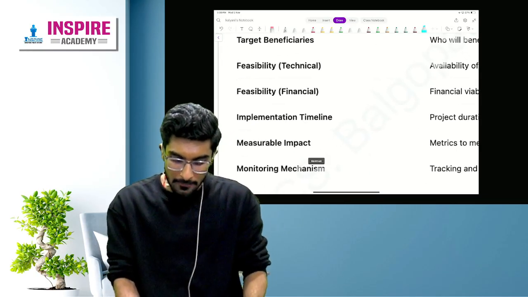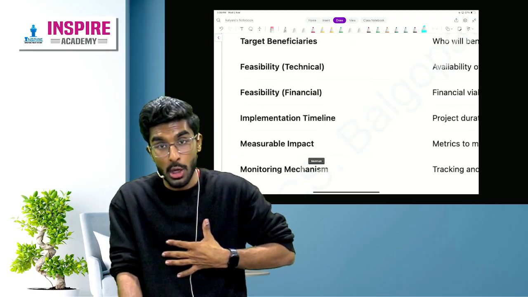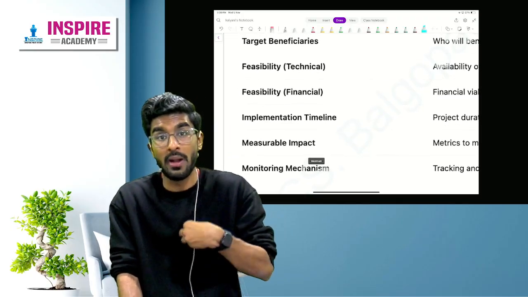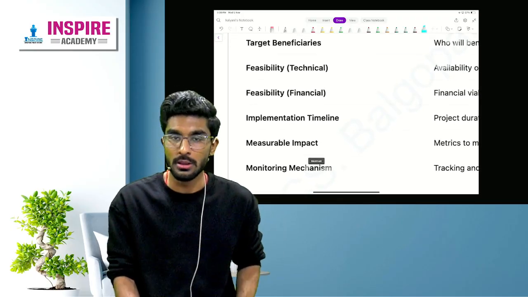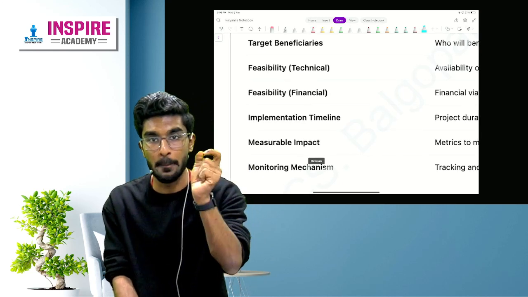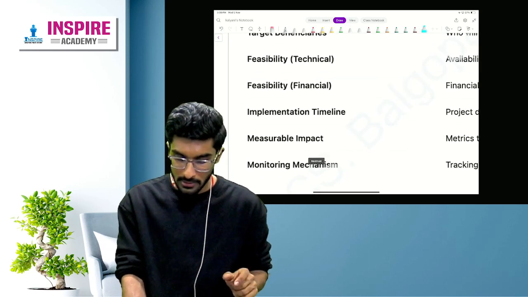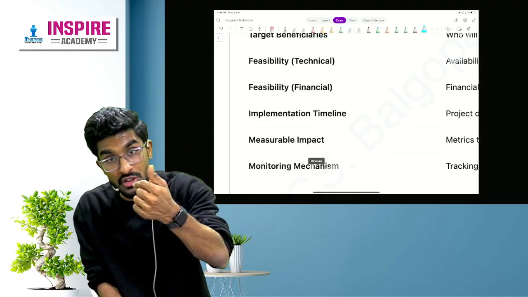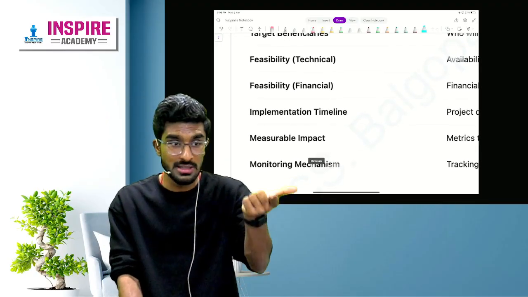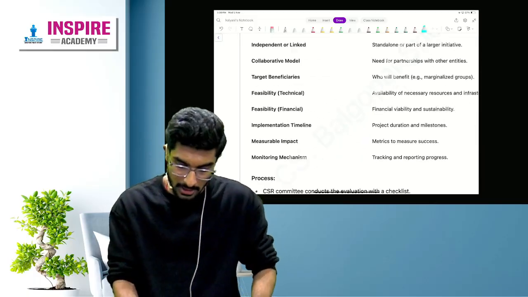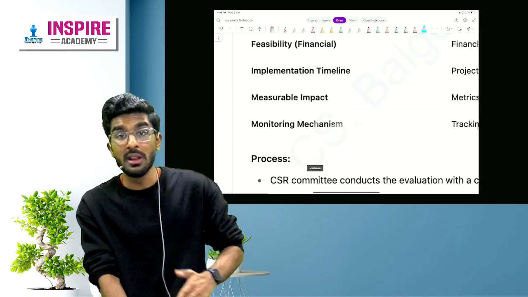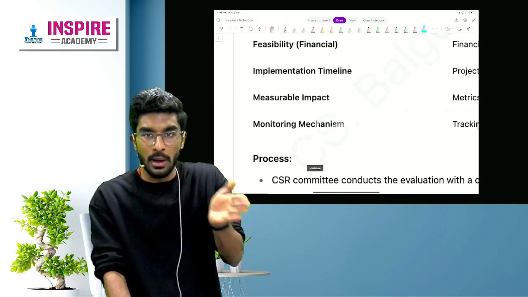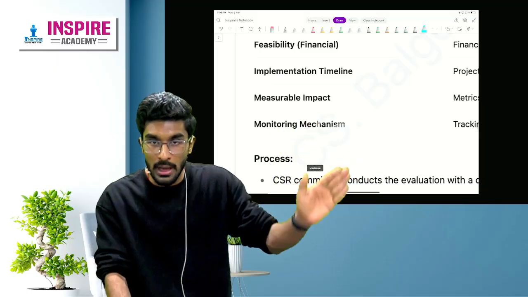Then people, feasibility. Do we have the required expertise? Do we have the required resources to make sure that funds are used in the best possible manner? And next is financial feasibility, which means what? Do we have the financial resources to make sure the CSR is implemented in the best possible manner? And then we're going to understand what is the implementation timeline. Is it 1 year, 2 years, 3 years? We have to find out.